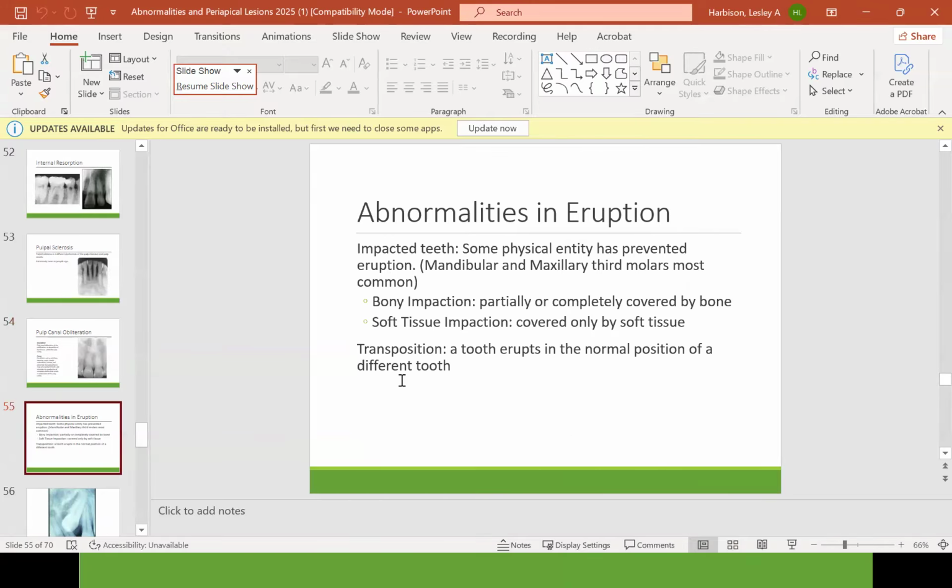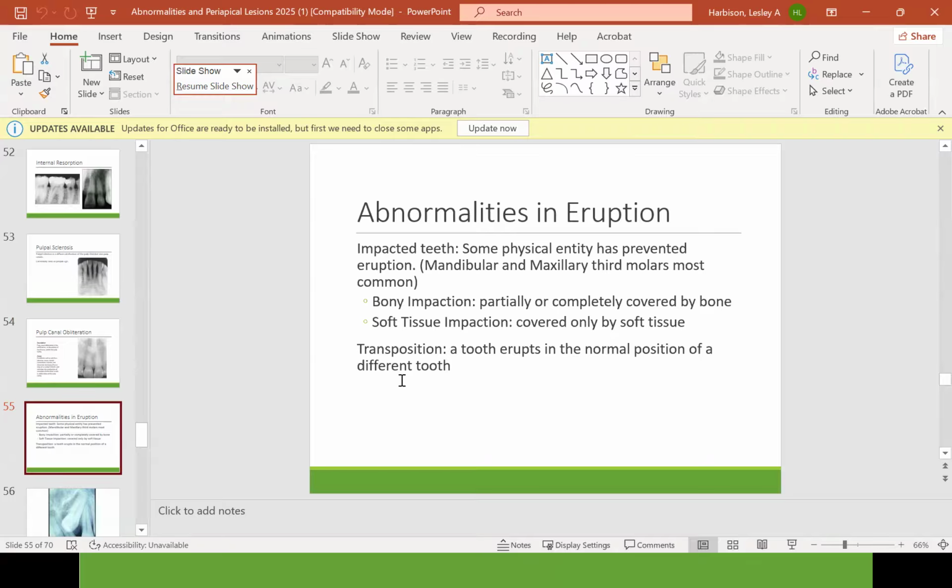Abnormalities in eruption. Teeth can be impacted when some physical entity, whether another tooth or what have you, has prevented eruption. That's why we like to take panos of kids when they're around 6, to see, okay, now we expect you to start turning over some teeth, so let's see what's in your mouth and if you're missing anything, so we can see that developmental process.